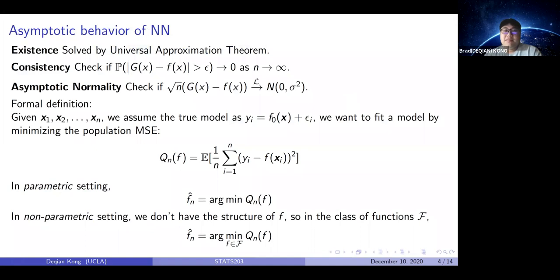As for asymptotic behavior, it's mainly about the existence, consistency, and asymptotic distribution. Here we have a formal definition of our estimator, given input observations X. We assume the true model as F0 and the response Y comes from the true model plus randomness. Then we get our estimator by minimizing the population mean square error, right? Here we have two kinds of settings. The first one is the parametric model, which is what we mostly use in our daily life. The second one is the non-parametric model. In this case, we do not know the number of hidden units, so we need to determine it in its function space, the calligraphic F right here. Okay, next slide, please.